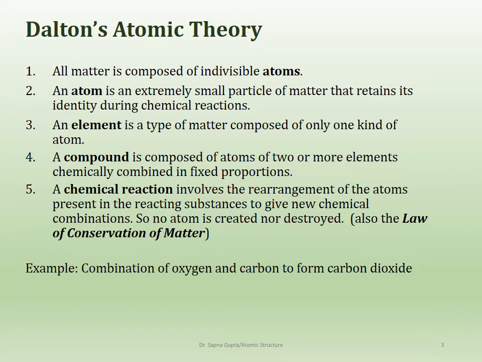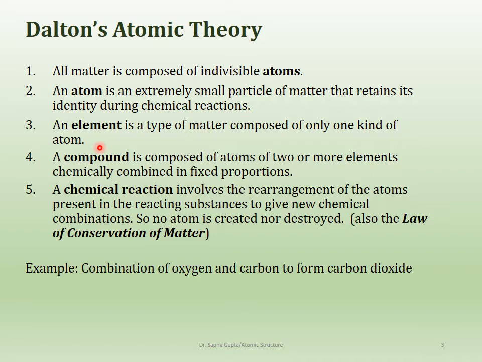So here is Dalton's atomic theory. He says all matter is composed of indivisible atoms. An atom is an extremely small particle and it retains its identity during chemical reactions, which means nothing happens to the atom. It stays as it is. An element is a type of matter composed of only one kind of atom. So if the atom is different, then you have a different element. For example, an element of gold is going to have a different kind of atom than an element of iron.